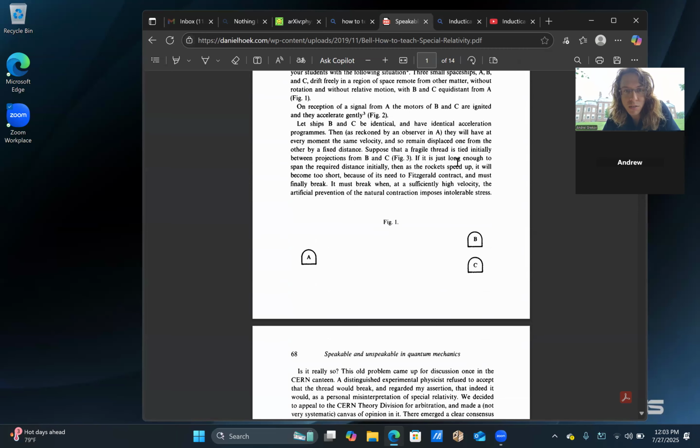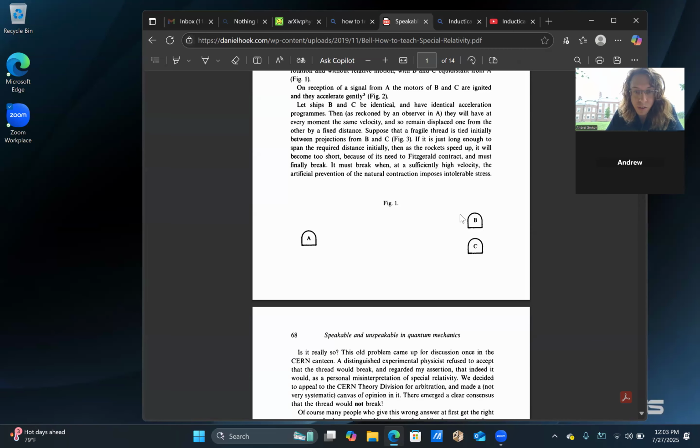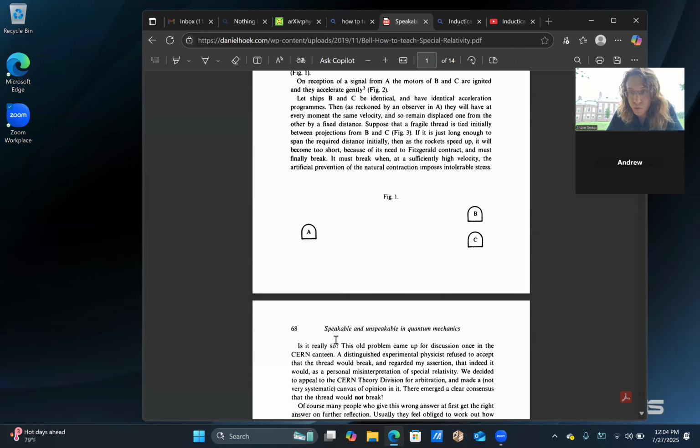If it's just long enough to span the required distance initially, then as the rockets speed up, it will become too short because of its need to Fitzgerald contract and must finally break. It must break when, at sufficiently high velocity, the artificial prevention of the natural contraction imposes intolerable stress. Okay, is it really so?